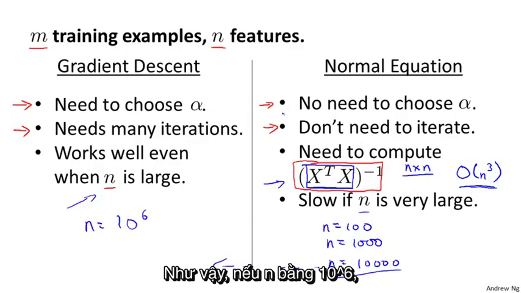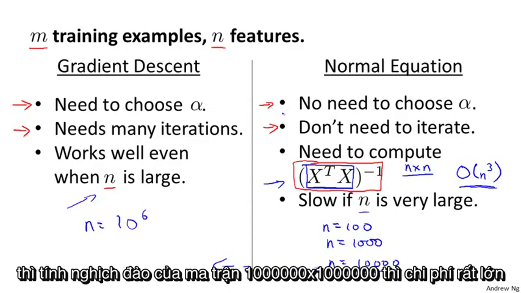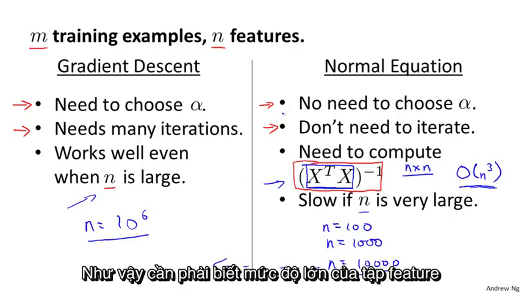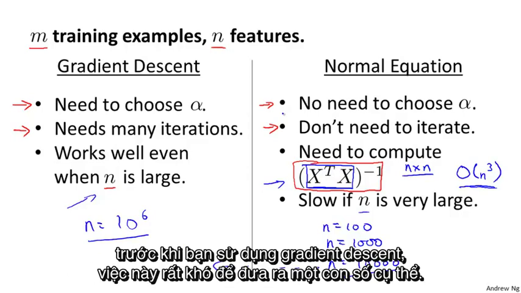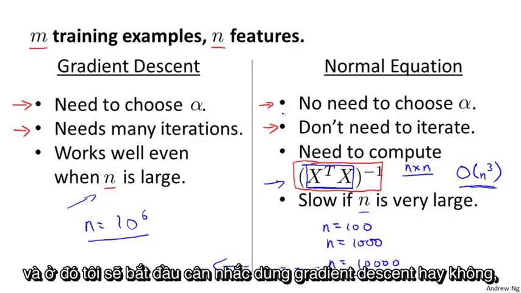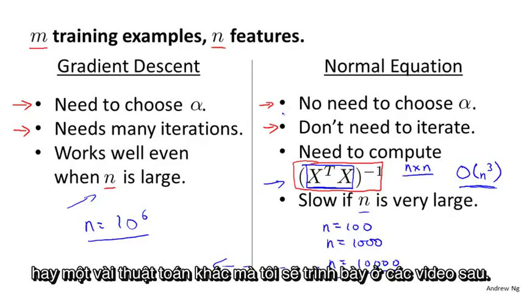So if n equals 10 to the 6, if you have a million features, then inverting a million by million matrix is going to be very expensive, and I would definitely favor gradient descent if you have that many features. So exactly how large your set of features has to be before you convert to gradient descent, it's hard to give a strict number, but for me, it's usually around 10,000 that I might start to consider switching over to gradient descent, or maybe to some other algorithms that we'll talk about later in this class.